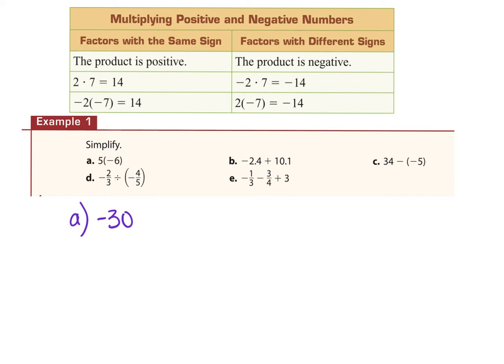Decimals. What's the rule for decimals when I'm adding decimals? What do I need to make sure I want to do? Line them up, right? In this case, I have a positive and a negative. Negative 2.4, positive 10.1. So I'm going to line these up. That's the rule for decimals. Because one is positive and one is negative, I am going to subtract.